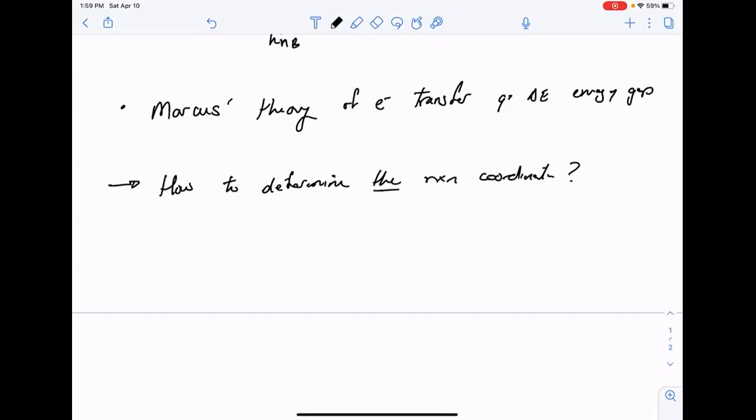So the short answer is that it's hard. It will always be hard. It's a very difficult thing to know what the dynamically relevant reaction coordinate is. There are lots of rules of thumb. One can work from concrete models where the reaction coordinate is understood, like Marcus's theory.